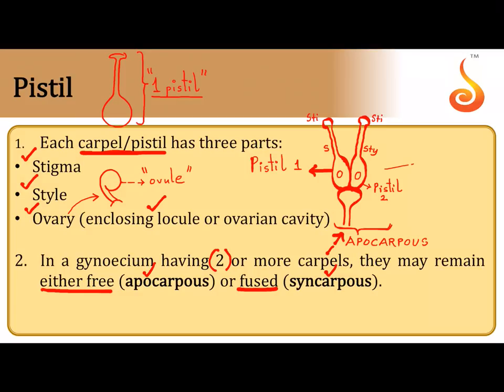They are not fused. Now imagine that they fuse together. Now how do you know that they have fused together? Let me try and give you a simplified example here. Let me take another flower which has two pistils, but see how they have fused together. I'm showing two carpels or two pistils here, but it looks like one, isn't it? It appears like one. They have fused together.